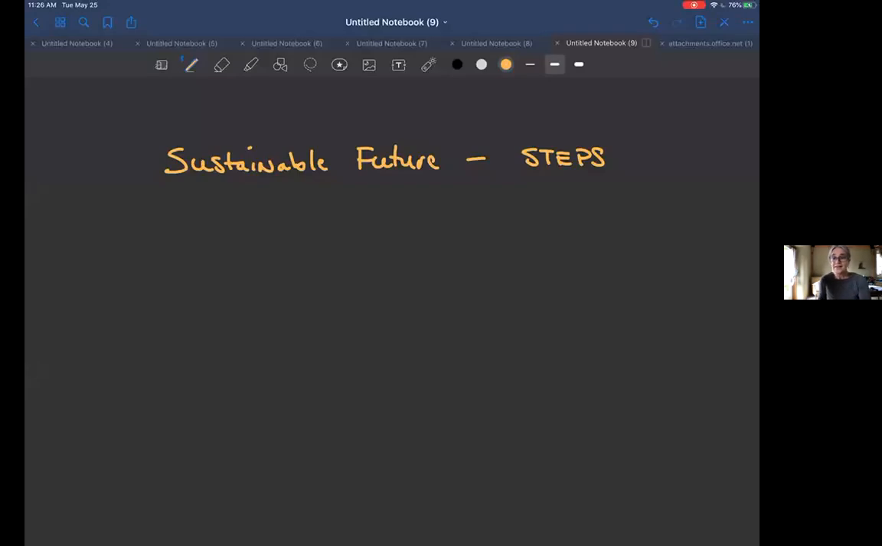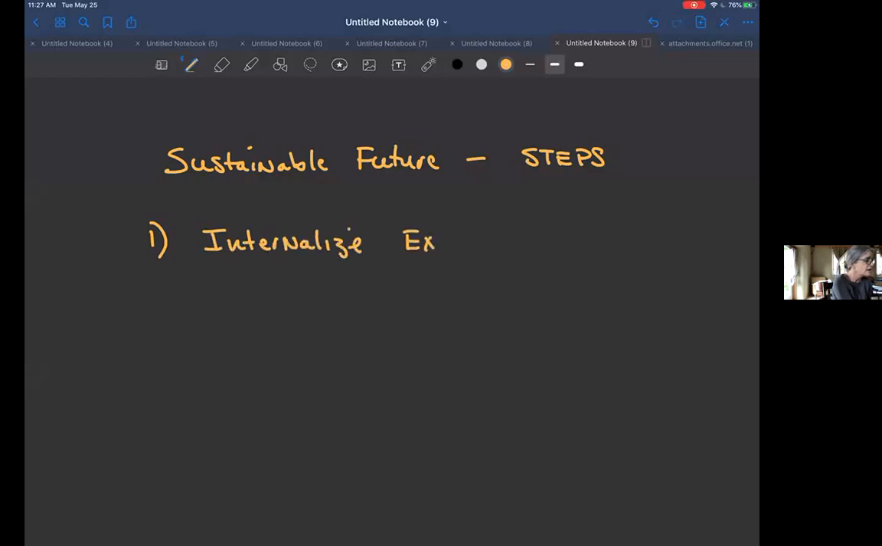So we can talk about some of the things that we could do to ensure that our future is more sustainable. And this is a list that is taken from the textbook. So some of these ideas we've actually already talked about this quarter. So the first one is that we need to internalize externalities.